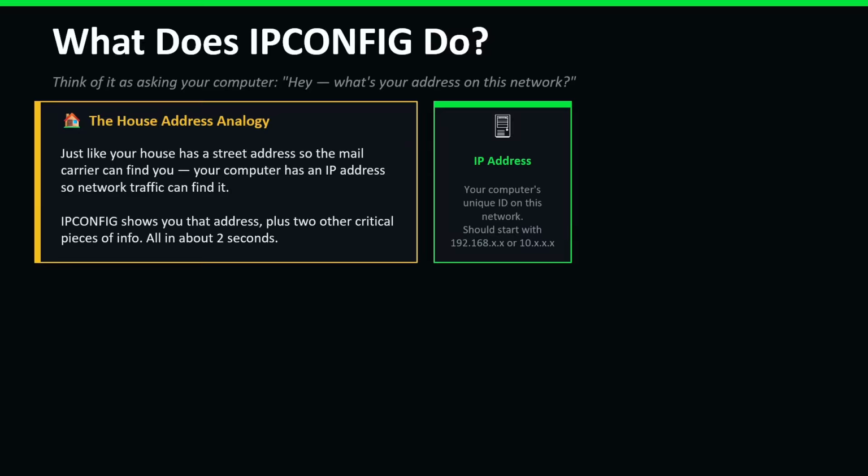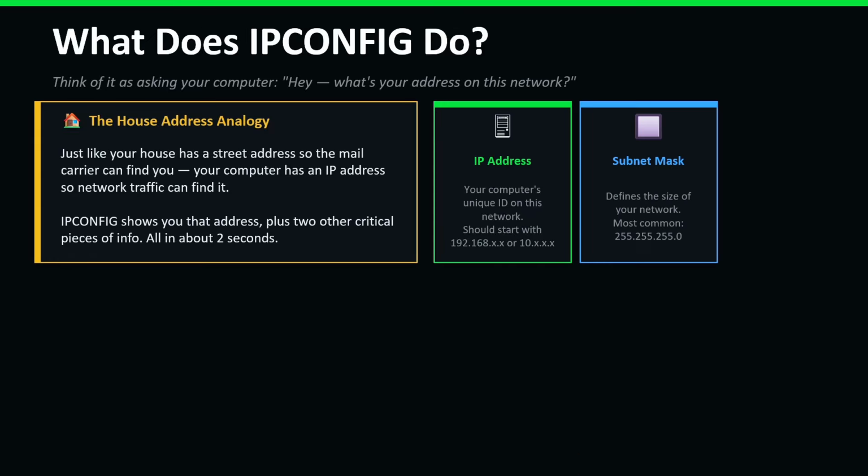After running the IPCONFIG command, you'll get something back like the IP address. This is your computer's address on the network. You want to see something like 192.168.1.x or something starting with 10.x.x.x. These are private addresses, right? So this is totally normal and expected.